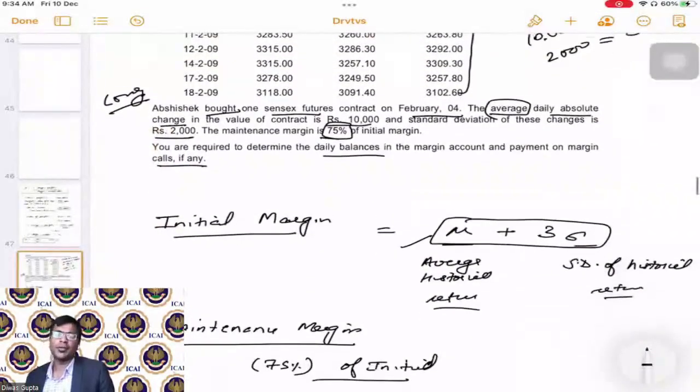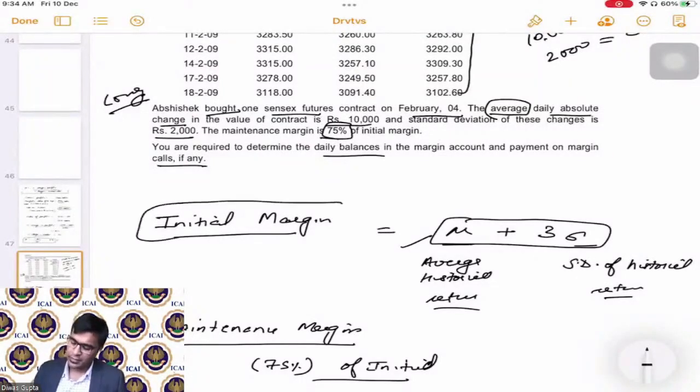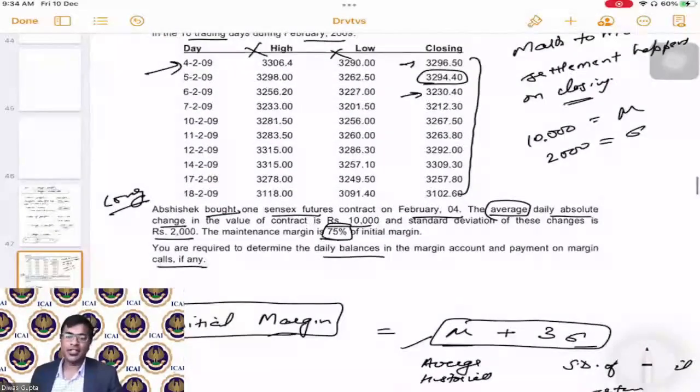See this question: U plus 3 times the standard deviation, initial margin. Now the point I'm trying to give you is, how would the stock exchange do this on U plus 3 times the standard deviation? Because the stock exchange knows that with 99.7% certainty the value will be within U plus 3 times the standard deviation.